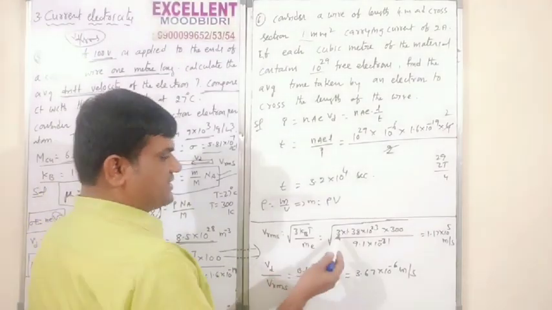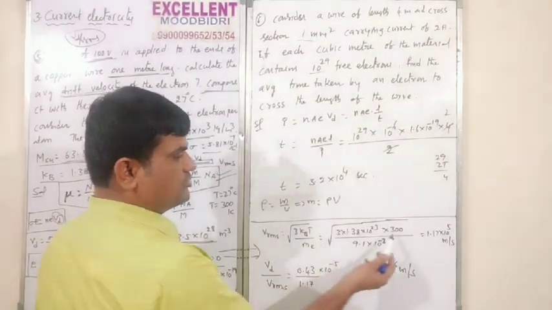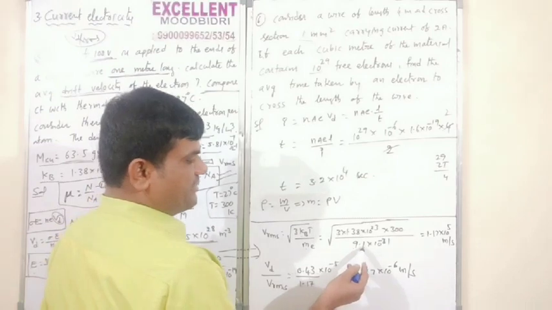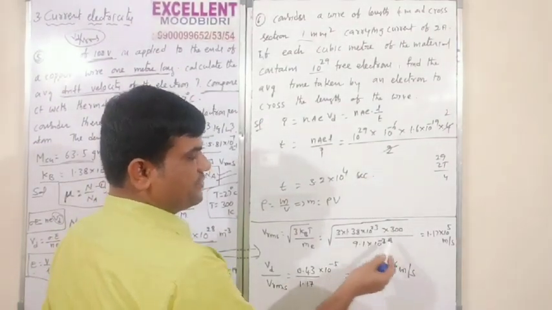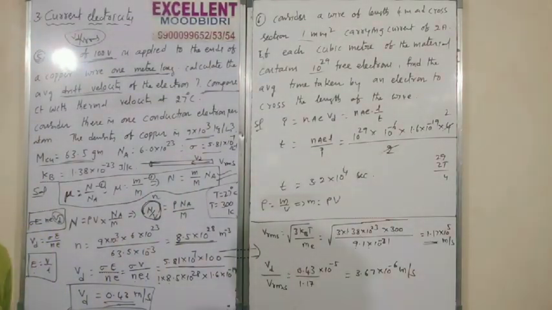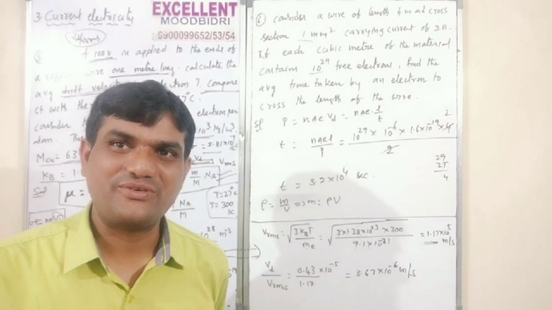Okay. So 3 only. kB is equal to 1.38 into 10 power minus 23. T is equal to 300 Kelvin. Mass of electron is 9.1 into 10 power minus 31 kg. If you do the calculation, you get the answer. Thermal velocity is equal to 1.17 into 10 power 5 meter per second. Correct? That's what I told previously also.